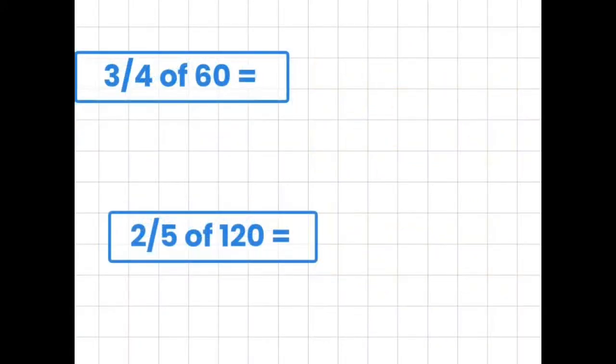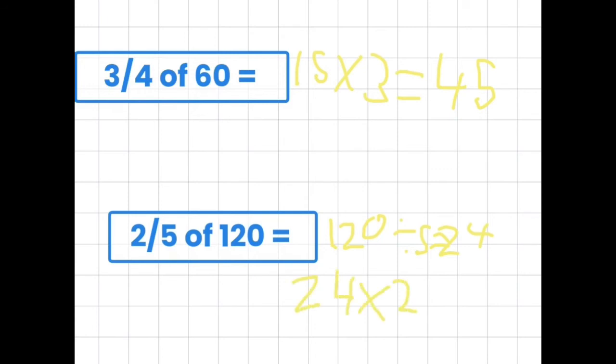For 3/4 of 60, first you need to figure out 1/4 of it, which will be 15, because 15 times 2 is 30, and then 30 times 2 again is 60. But then with that 15, you need to times it by 3, so 15 times 3 equals 45, so that'll be your answer. And then for 2/5 of 120, first you need to figure out 120 divided by 5, which is 24, and then you need to times 24 by 2, because it's 2/5, not 1/5, which will be 48.